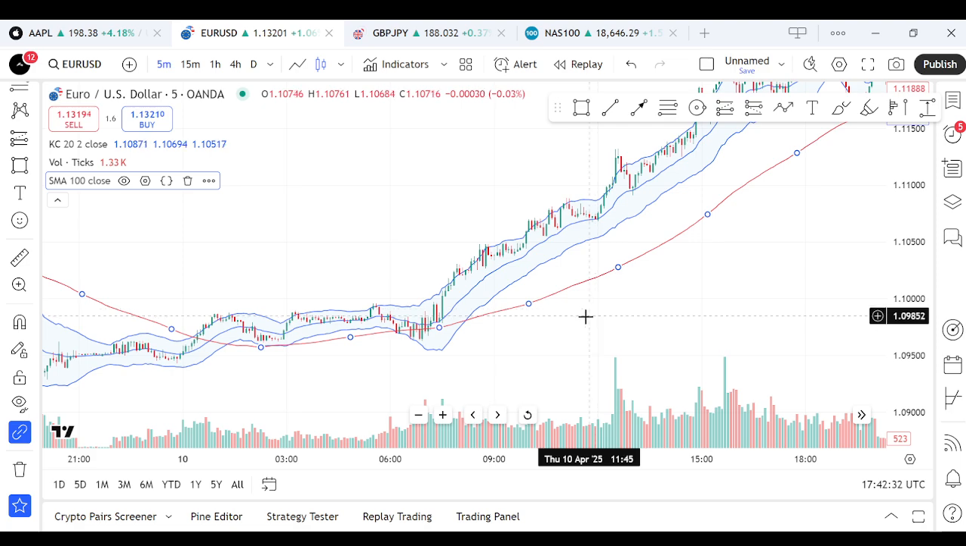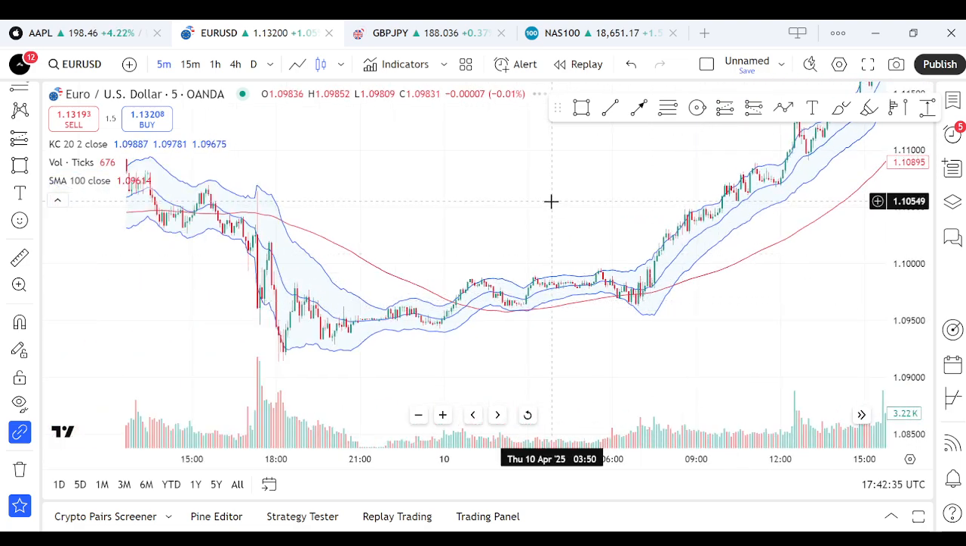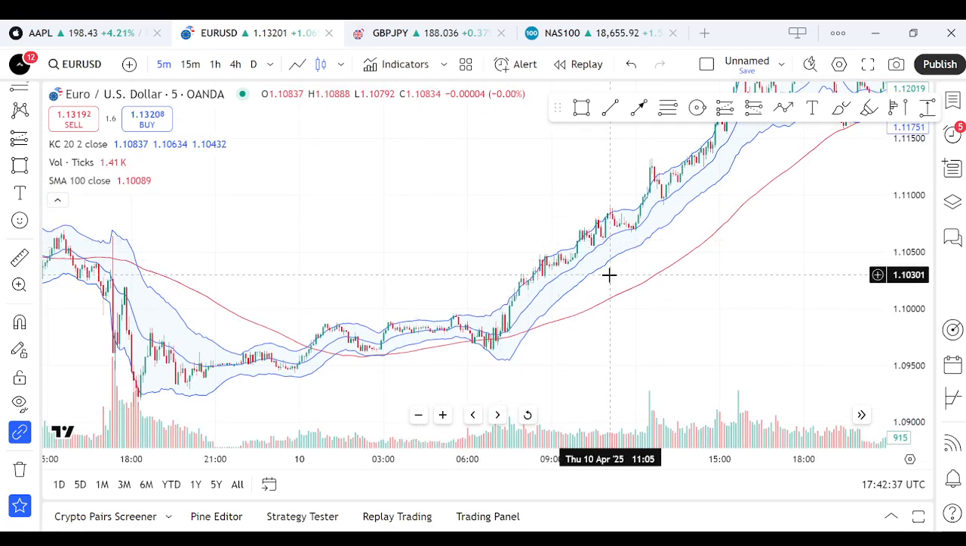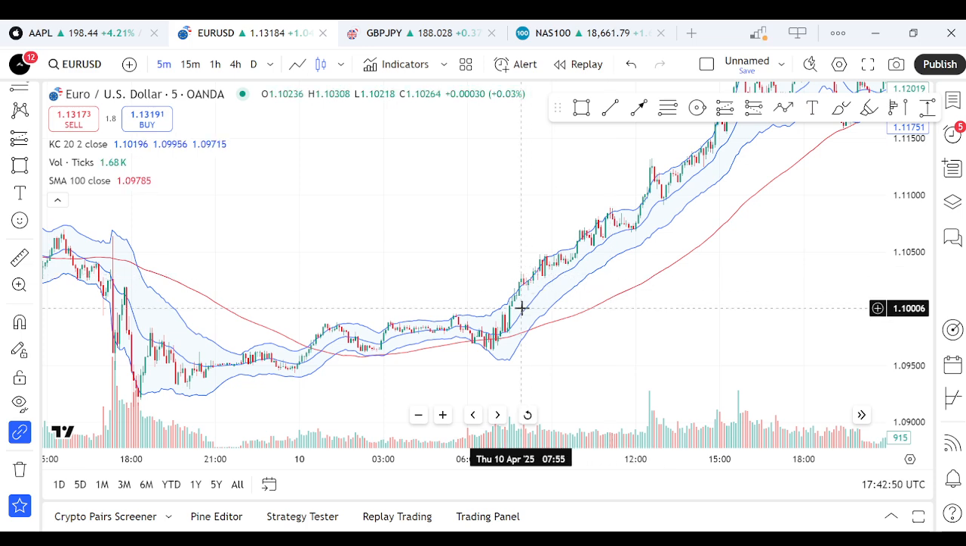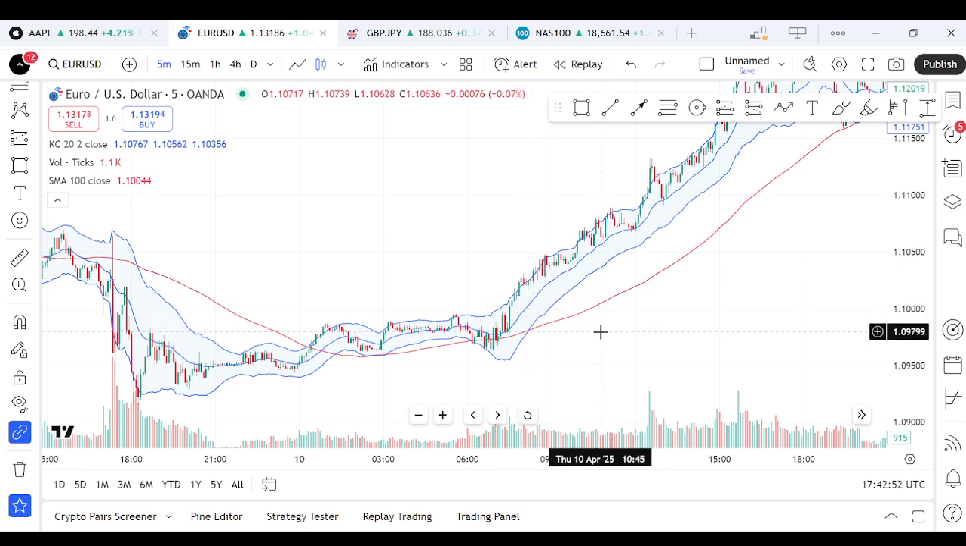And when price is above the EMA, it shows that we are bullish. Below it shows that we are bearish. Now for the next step, wait for a pullback. Once you've identified the trend direction, you should wait for the price to pull back toward the middle line of the Keltner channel, which is the 20 period EMA. And after that, then you can look to enter your price.